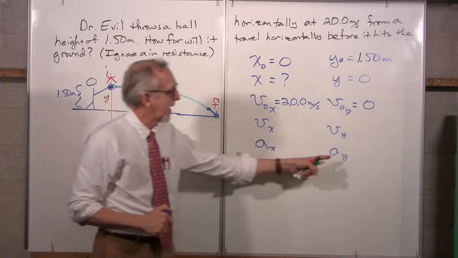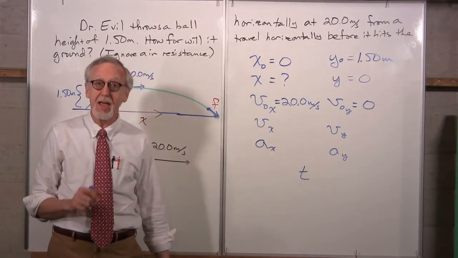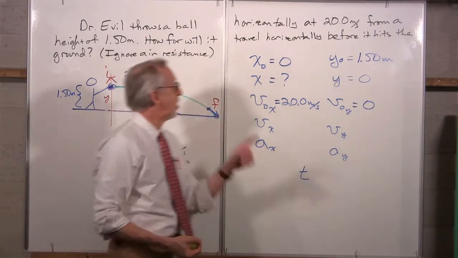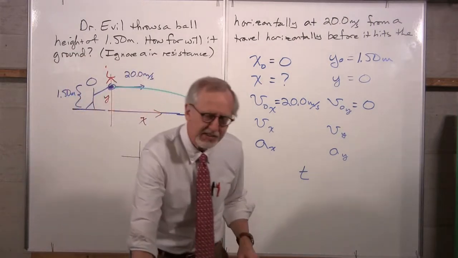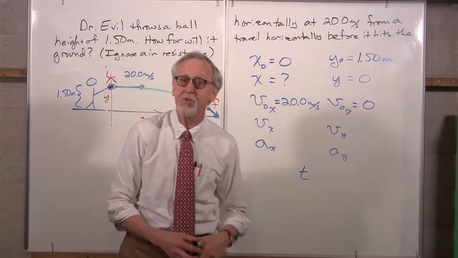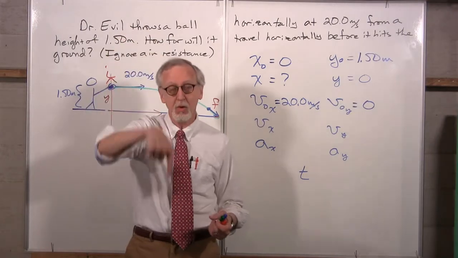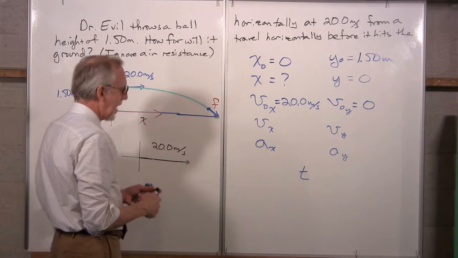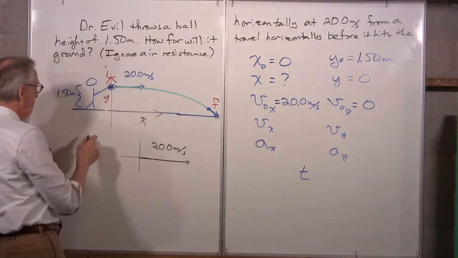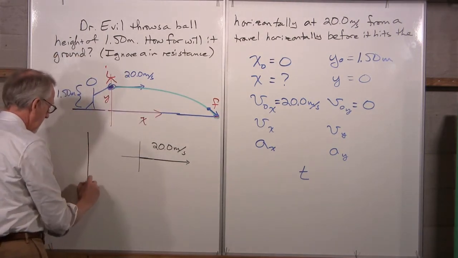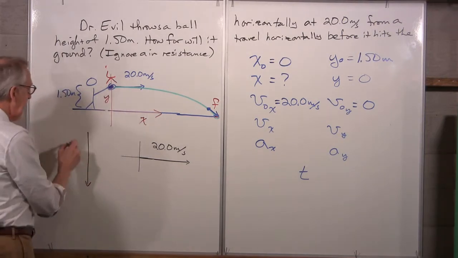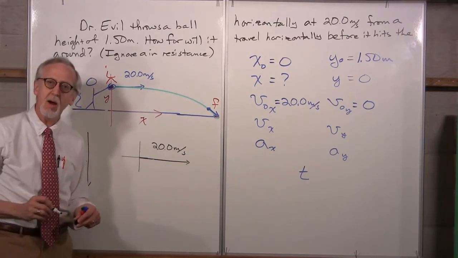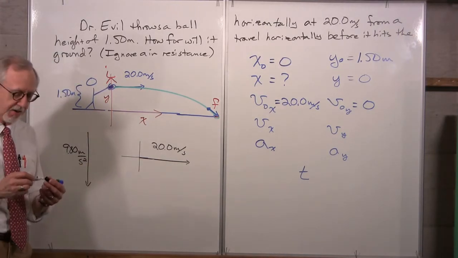Now what about ax and ay? Well, let's remember, for any object that is flying through the air, as long as we can ignore air resistance, what's the acceleration of that object? Well, the acceleration is downward with a magnitude of 9.80 meters per second squared. So our acceleration vector looks like this. It's straight down with a length of 9.80 meters per second squared. So what are the components of that vector?